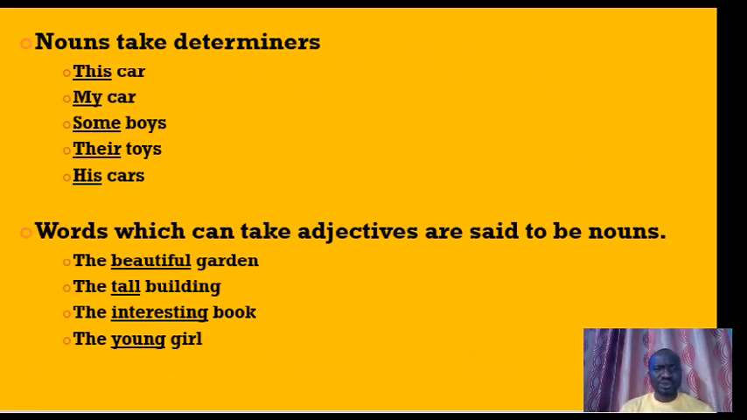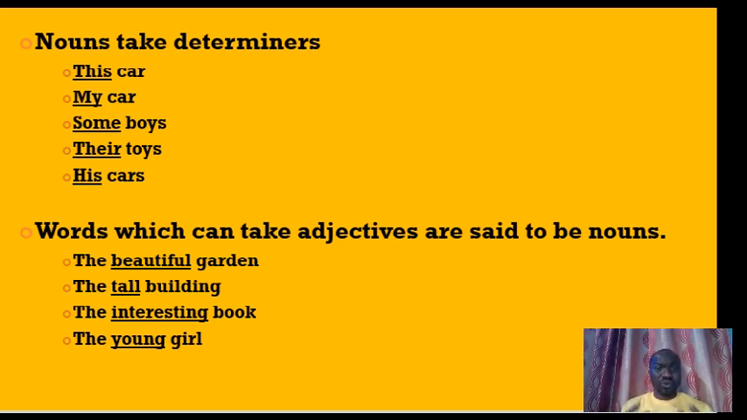Now, two, let us go to the next one. Nouns take determiners. So when you come to these phrases, you can see that we have determiners. And what is the determiner doing? It is describing or giving us more information about a noun. So when you see determiners like this, it means that it is talking about what? A noun. So the words that follow such words are all considered as what? Nouns. So we have this, then we have car: my car, some boys, their toys, his car. So this gives us that all the preceded or followed words are all nouns.